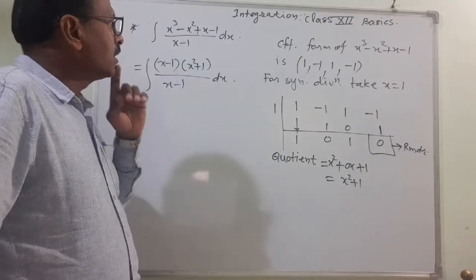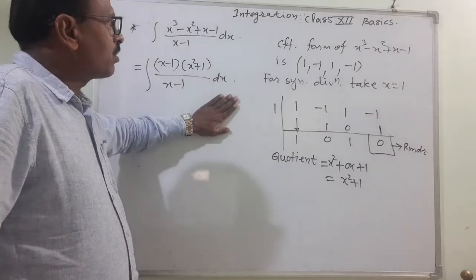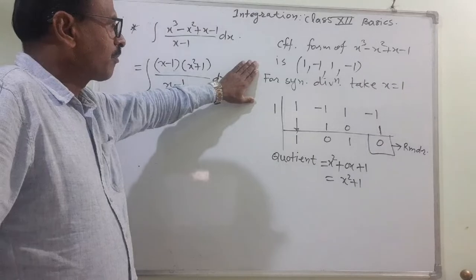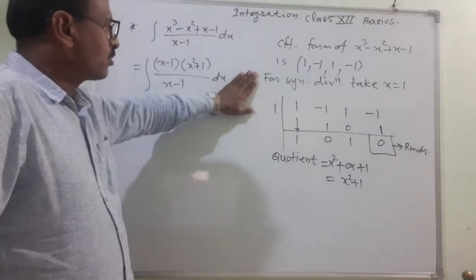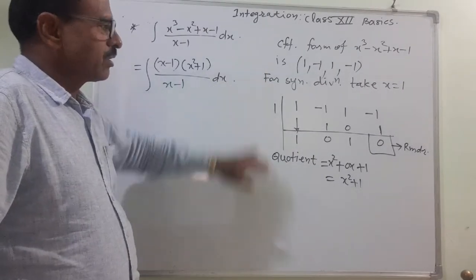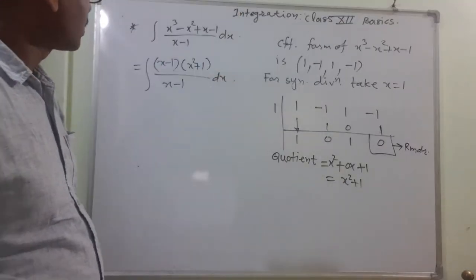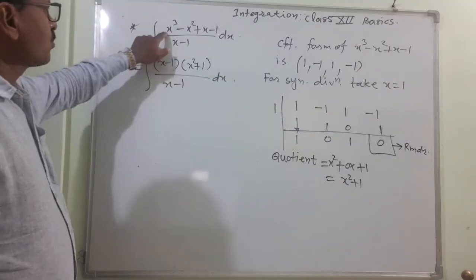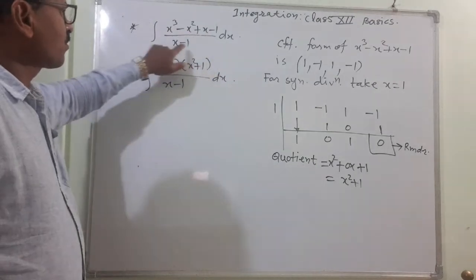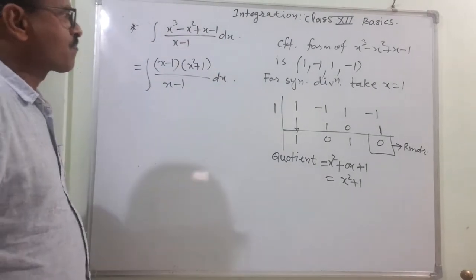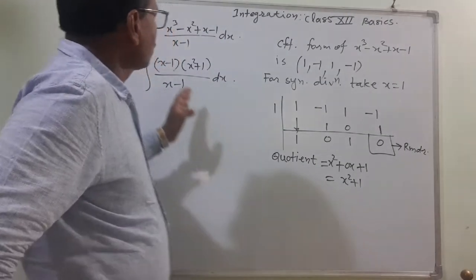Hello everyone. In the last video I had taken this sum, but what happened I don't know. In between the video stopped. So once again I am taking this: integration of (x cube minus x square plus x minus 1) upon (x minus 1) dx. So we have to factorize.